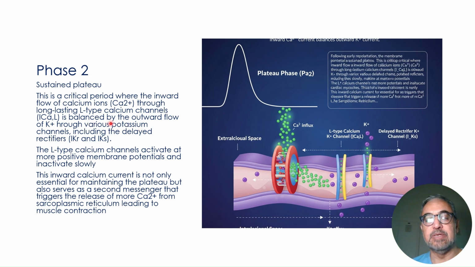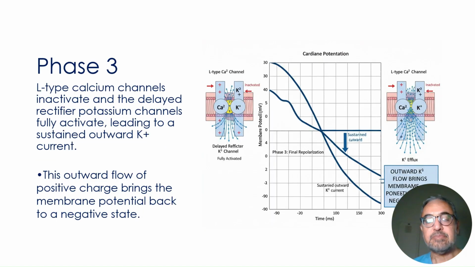This is a critical phase where the inward flow of calcium ions through long-acting L-type calcium channels is balanced by the outflow of potassium through the various potassium channels, including the delayed rectifiers. The L-type calcium channels activate at a more positive membrane potential and inactivate slowly, therefore the plateau.